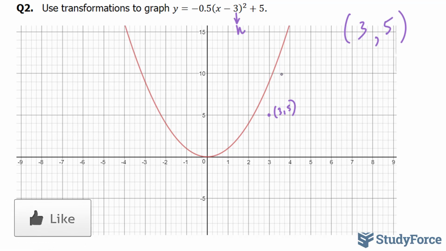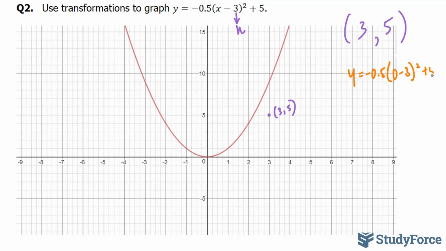Now, how are we going to show that? Well, we'll use the same technique as before. I'm going to find my y-intercept by setting x equal to 0. So let's do that. y is equal to negative 0.5 times (0 minus 3) to the power of 2 plus 5. Negative 3 to the power of 2 is positive 9. Multiplying negative 0.5 by 9, I end up with negative 4.5 plus 5, and that is equal to 0.5. So my y-intercept is at 0 and 0.5. So it will cross somewhere here. So I'm going to connect these two together.